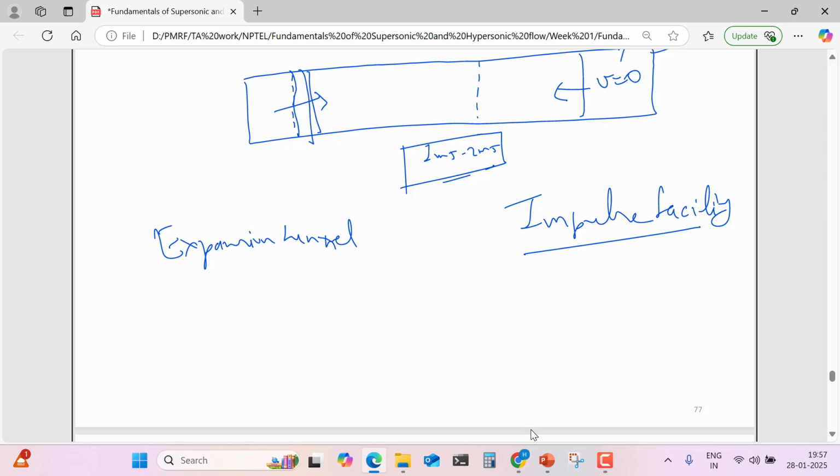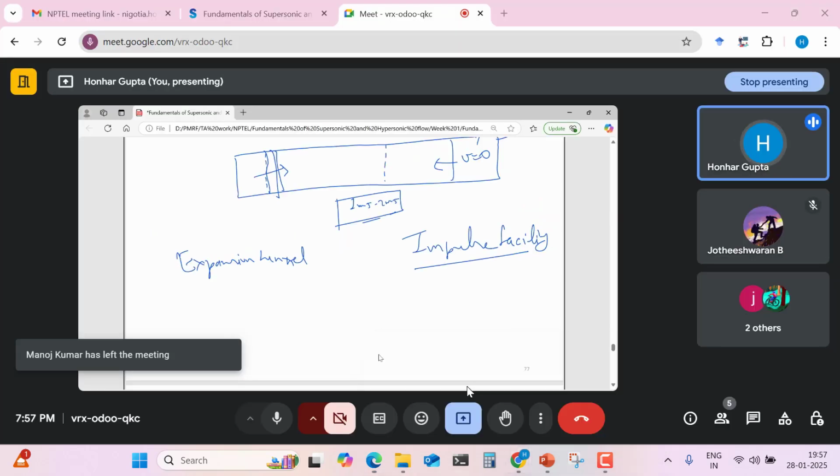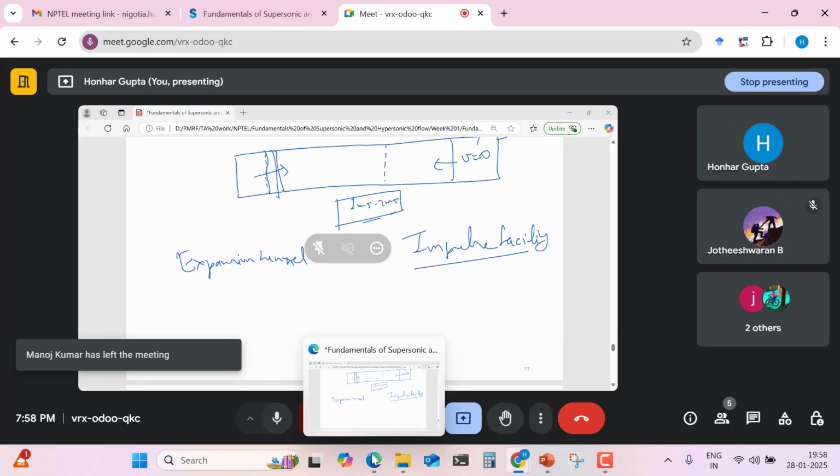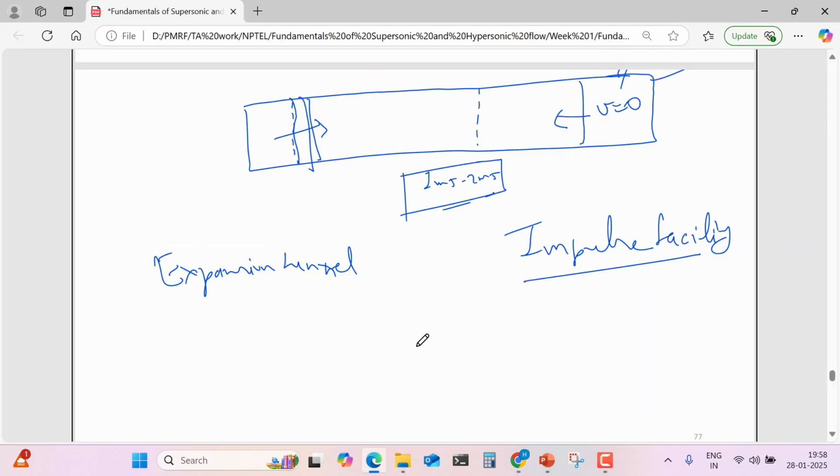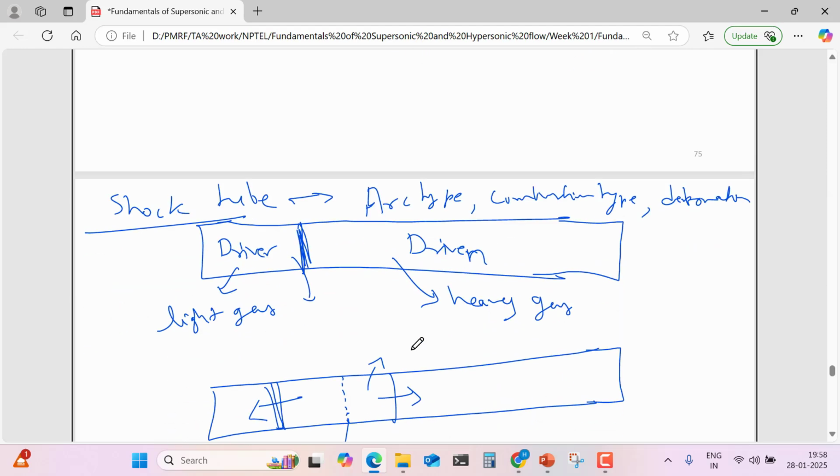So, is there any doubt? Does anyone have any doubt? Sir, which section is the high pressure gas section, sir? Driver or driven section? The driver is the high pressure gas section. Yes, sir. Thank you, sir.